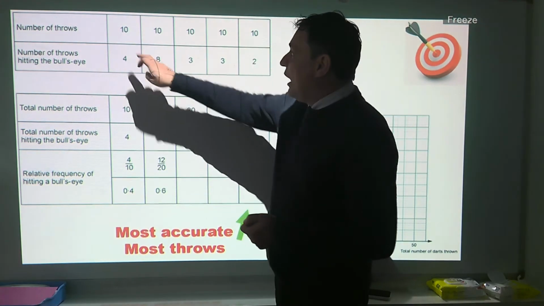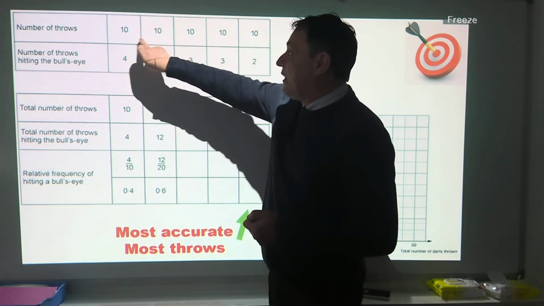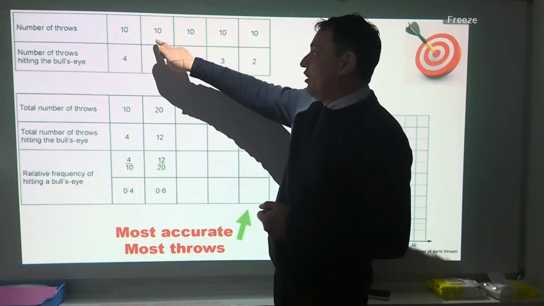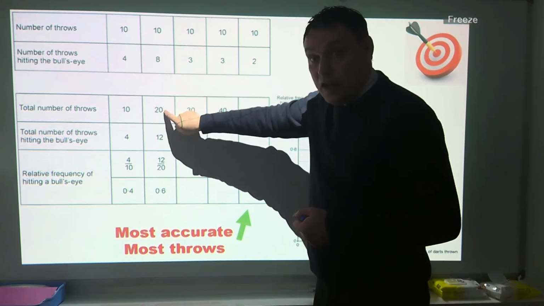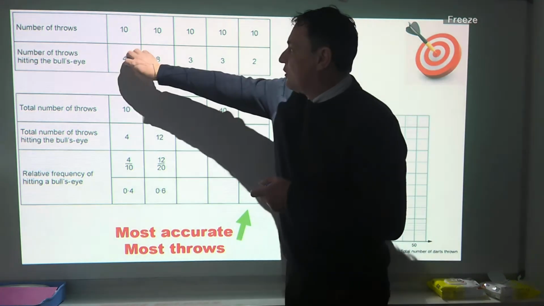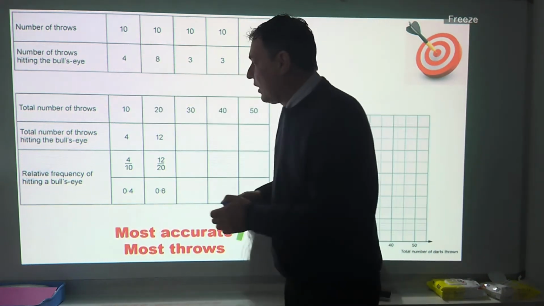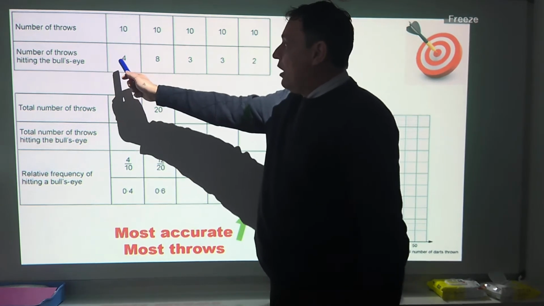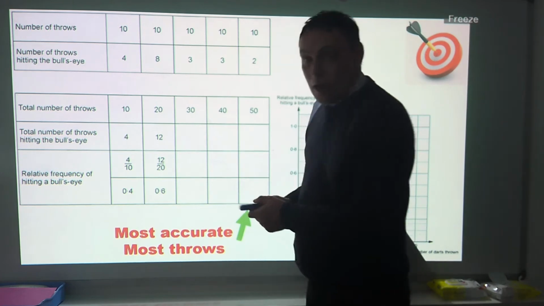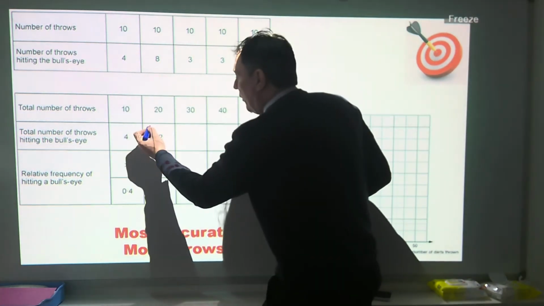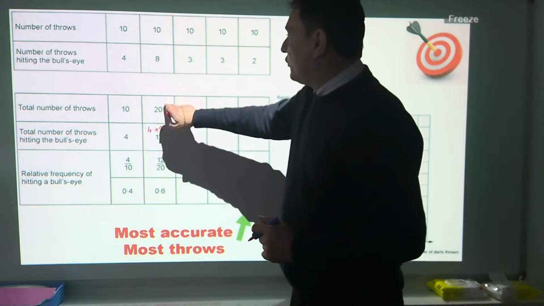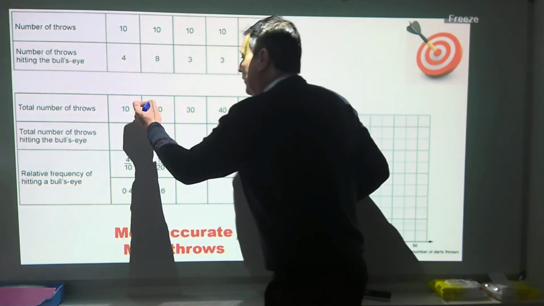So now, if you link these two together, the total number of throws is actually going to be 10 plus 10, which is 20. So you're measuring the performance not only in isolated groups of 10, but you're measuring it as we're going along. And therefore, the number of times the bullseye was hit was 4 plus 8, and this is where this 12 comes from. That 12 comes from that 4 plus the 8. There, I'll make a little note of it. And the 20, because you've got the 10 plus the 10.